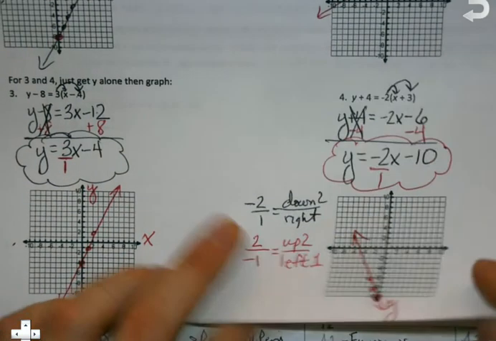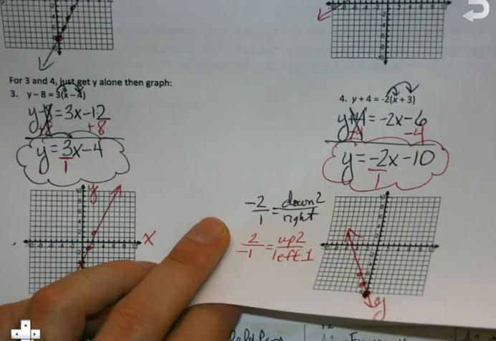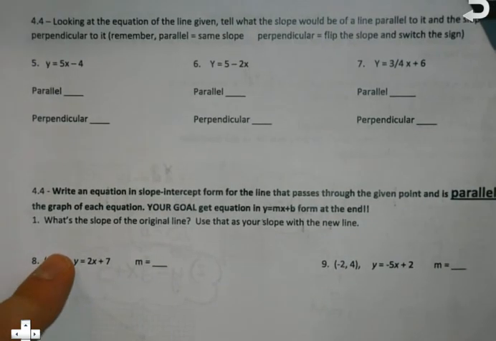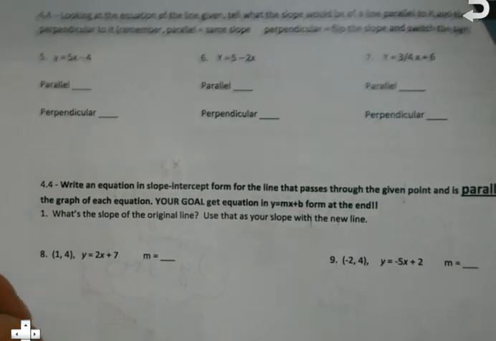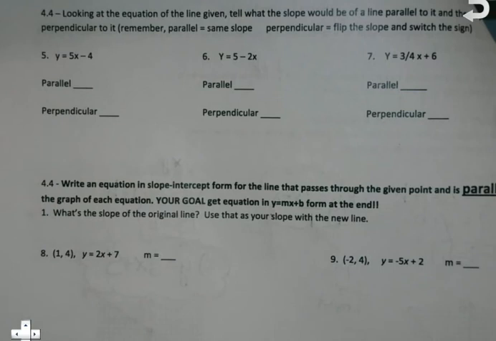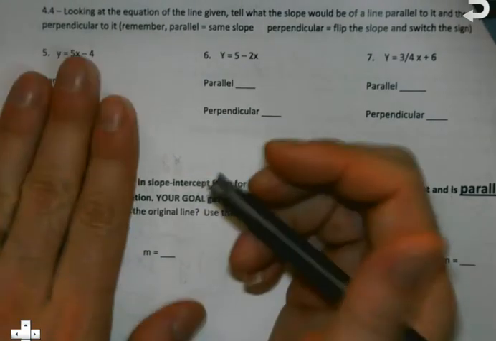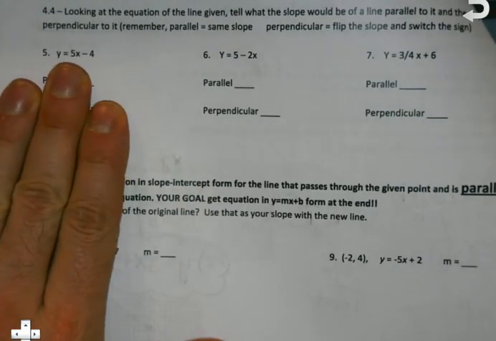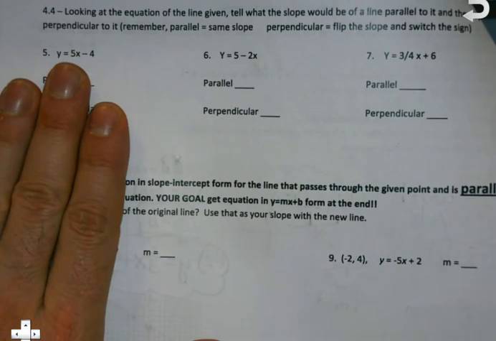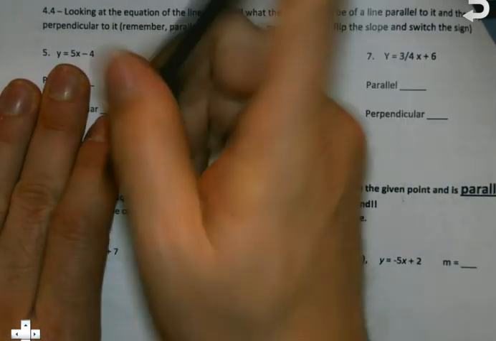Okay? So as we turn the page, let's see what we got coming up next here. Looking at the equation of the line given, tell what the slope would be of a line parallel to it and perpendicular to it. Reminder, parallel means it's the same slope. Perpendicular, we flip it and switch the sign. So, in my initial equation, before I even think about this stuff, what's my slope? Okay, 5 or 5 over 1.